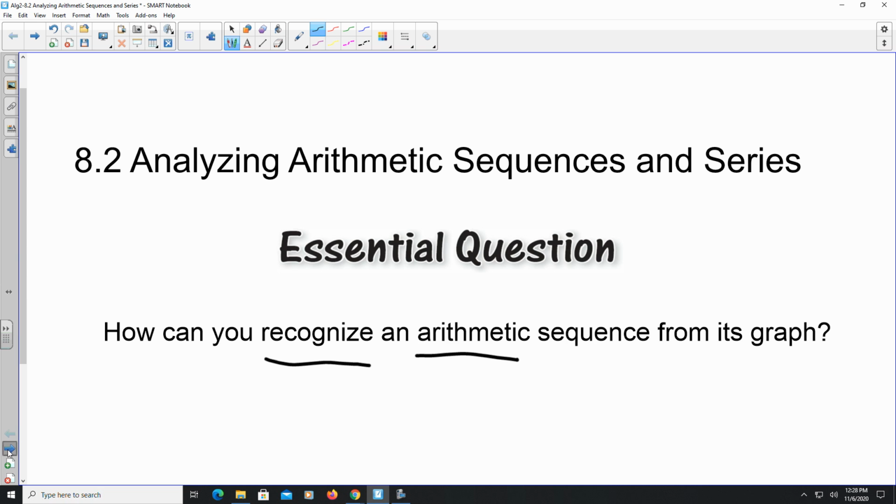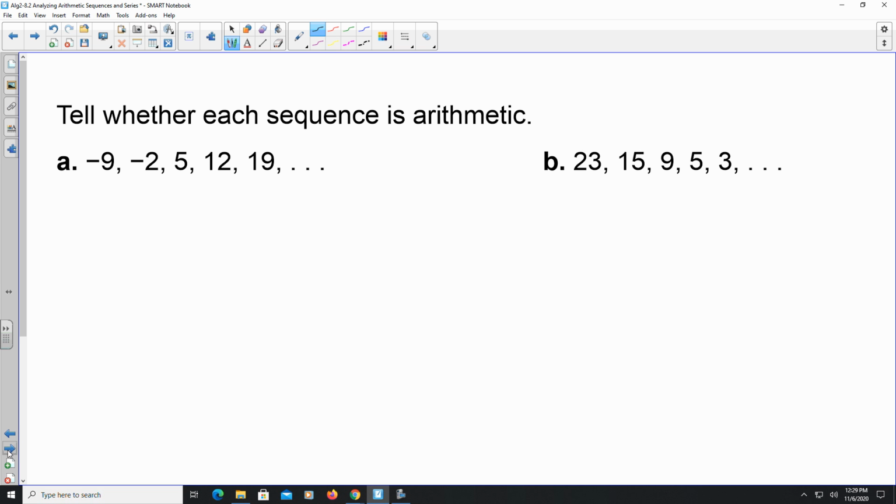Now, for a sequence to be arithmetic, it must have a common difference, which means that if you take, let's say you take the second term in the sequence and subtract the first term, you would get a common difference. And in this case, if I took -2 minus -9, I would get a value of 7. For this to be arithmetic, 5 subtracted by -2 would have to be 7 as well. And in fact, it is.